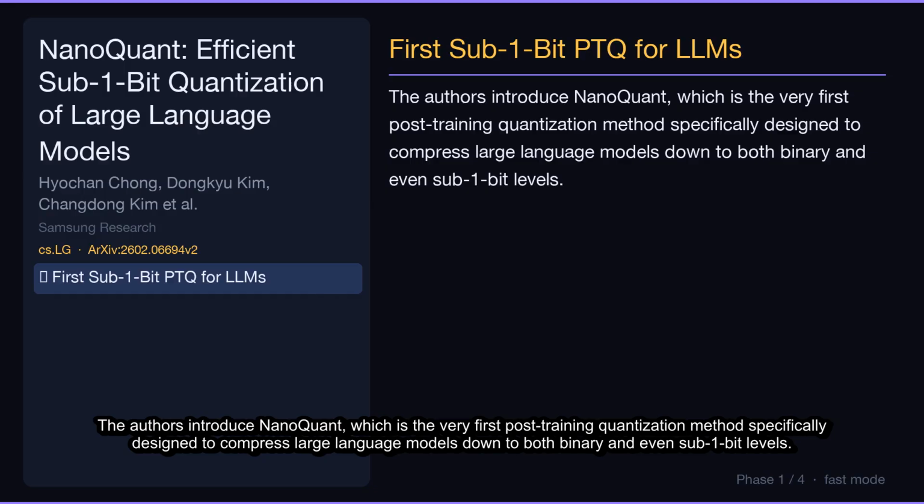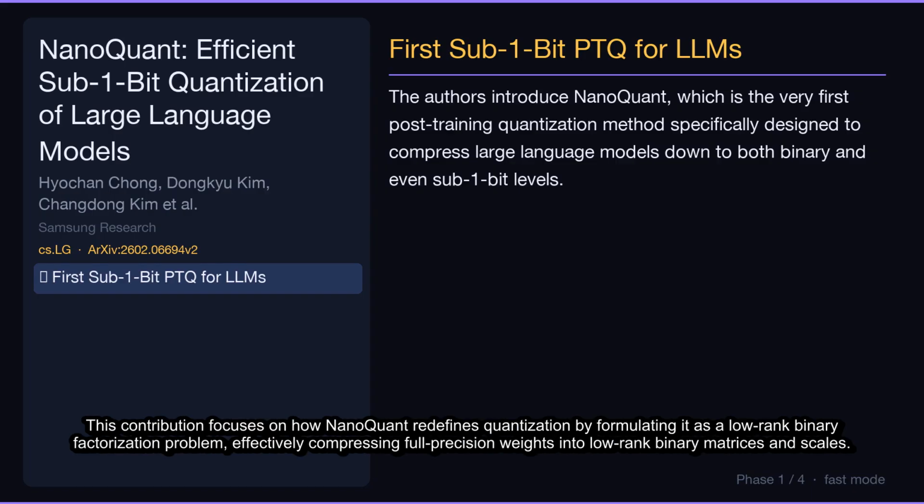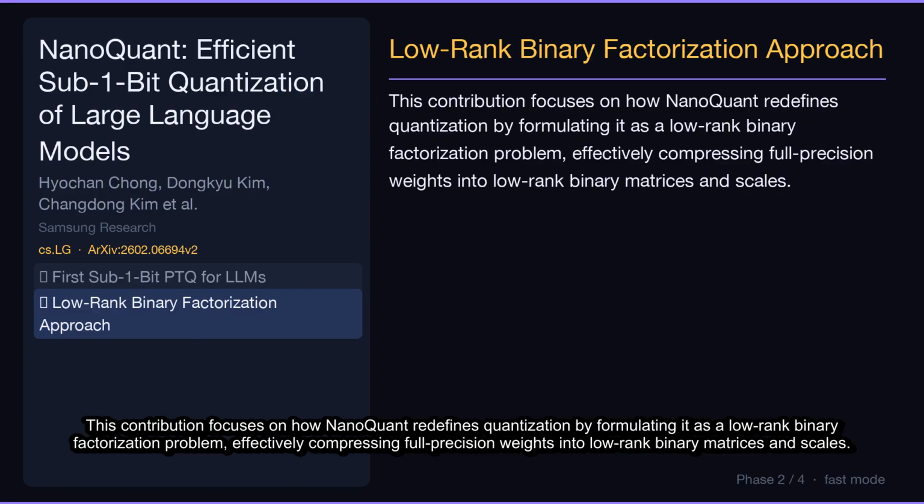The authors introduce NanoQuant, which is the very first post-training quantization method specifically designed to compress large language models down to both binary and even sub-1-bit levels. This contribution focuses on how NanoQuant redefines quantization by formulating it as a low-rank binary factorization problem, effectively compressing full-precision weights into low-rank binary matrices and scales.